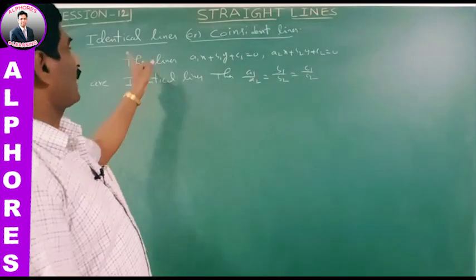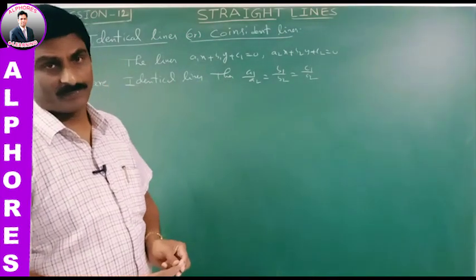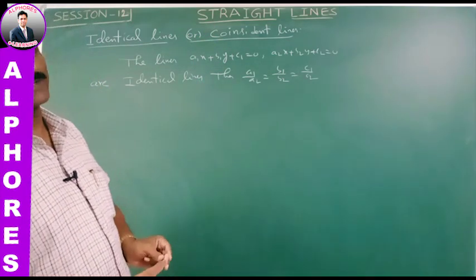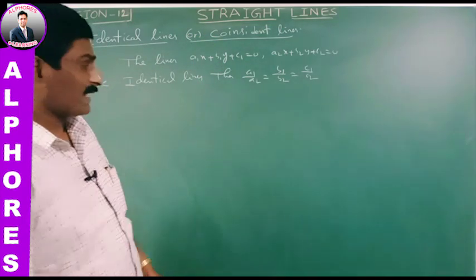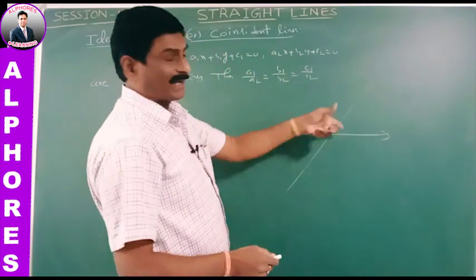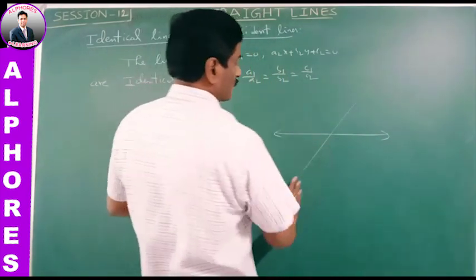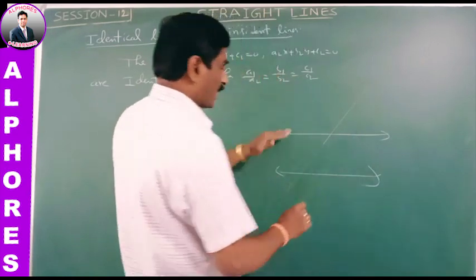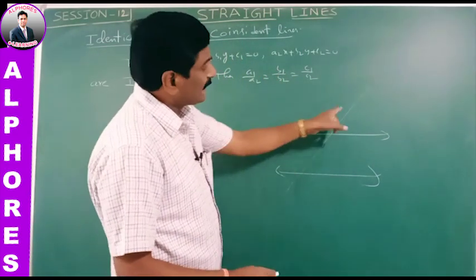Next, identical lines or coincident lines. What is the meaning of identical lines? Suppose this is one of the line. This is another line. These two are intersecting at a particular point. Suppose this is one of the line and this is another line. These two are parallel. These two are different. In this case also they are different.